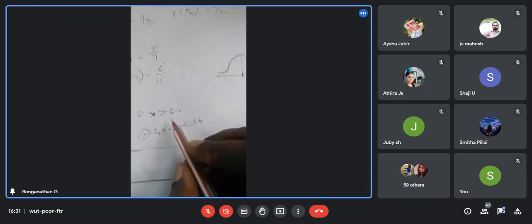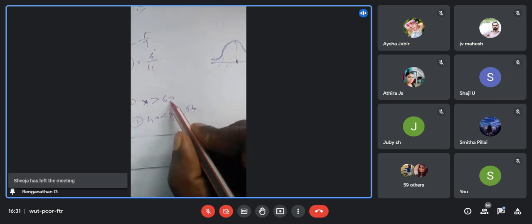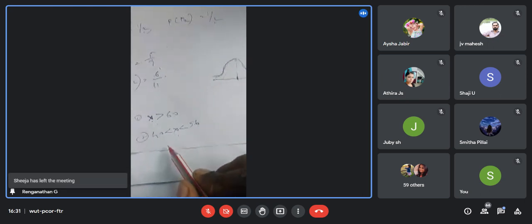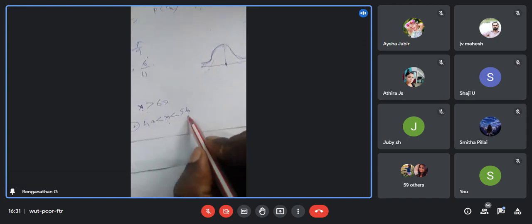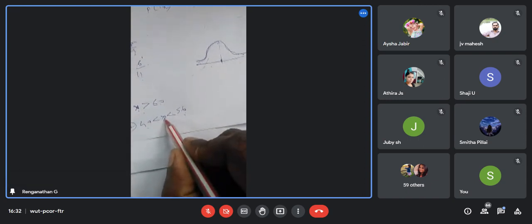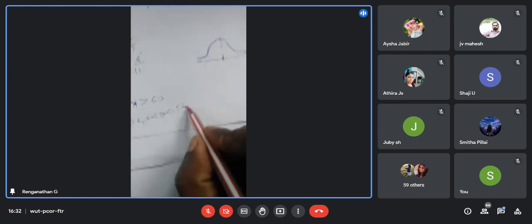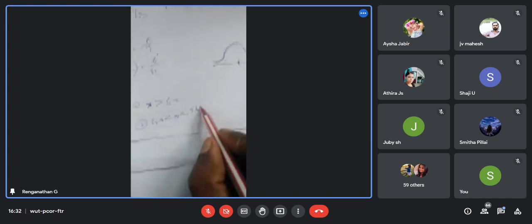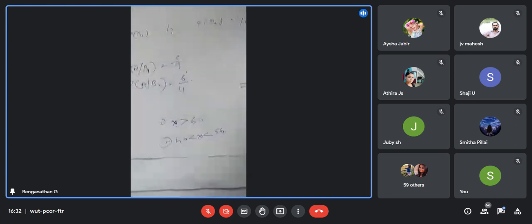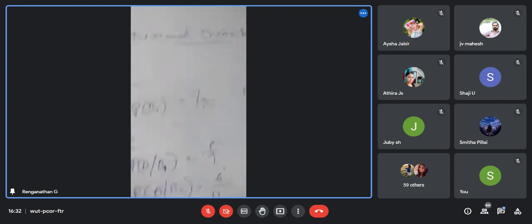First, we have to find the probability that the value of x is greater than 60, and also the probability that the value of x is in between 40 and 56. X is greater than 40 and x is less than 56. That means x should be in between 40 and 56. Okay, so that's the question.